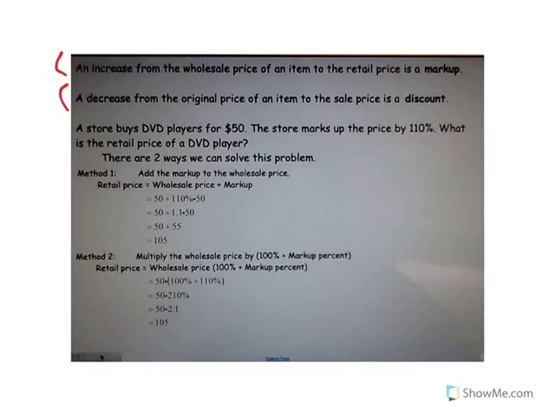So let's look at this here. A store buys DVD players for $50. The store marks up the price by 110%. What is the retail price of a DVD player?